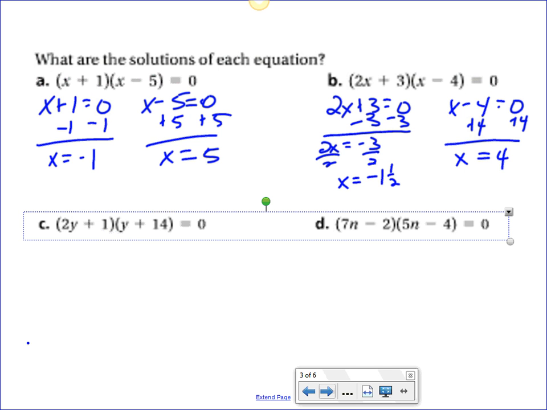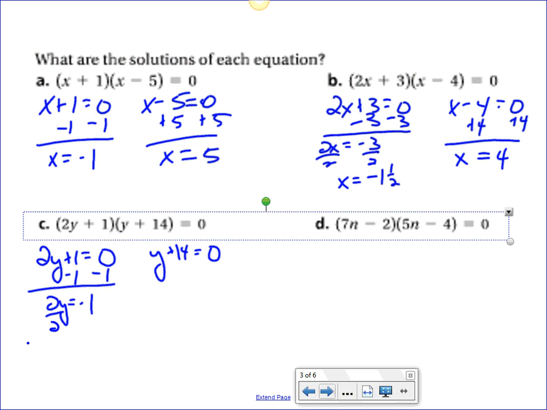Okay, the next two, either 2y plus 1 is equal to 0 or y plus 14 is equal to 0. So if I subtract the 1 here, I get 2y equals negative 1, divided by the 2, and you get y is equal to negative 1/2. If I subtract the 14 here, I get y is equal to negative 14. Okay, so you try this last one. Pause the video, try this last one, see what you can do.